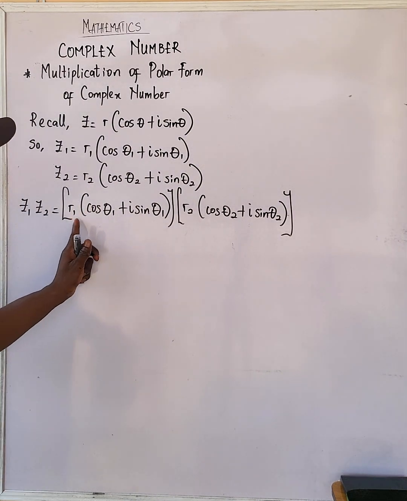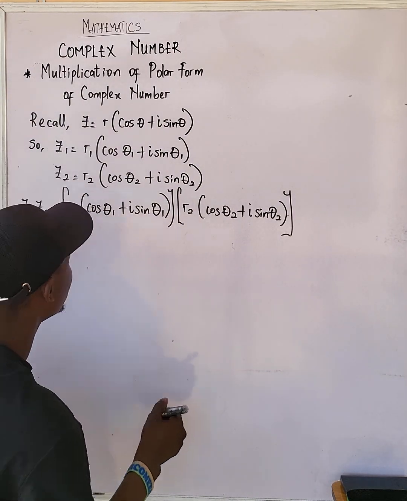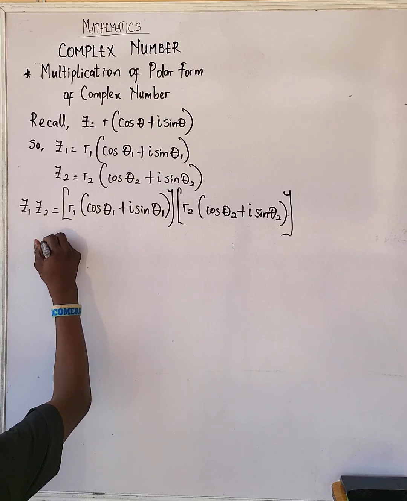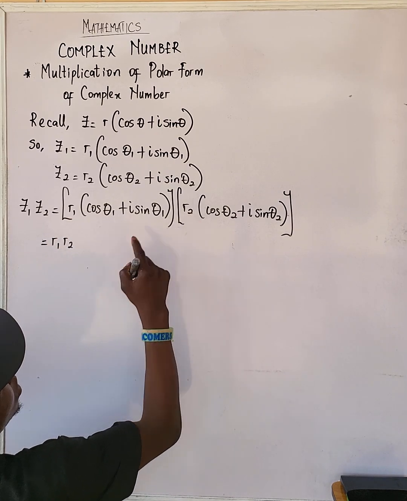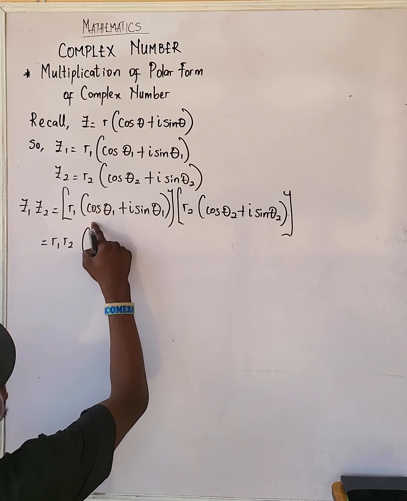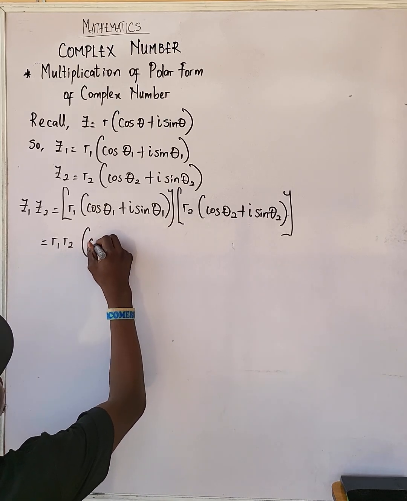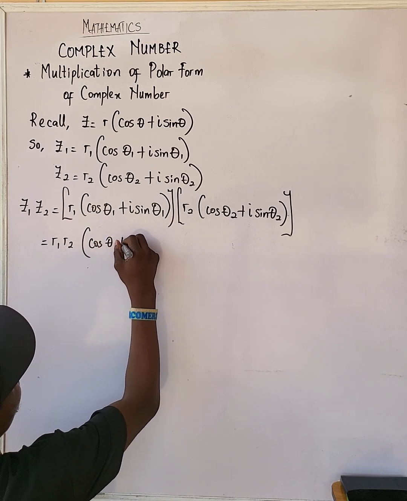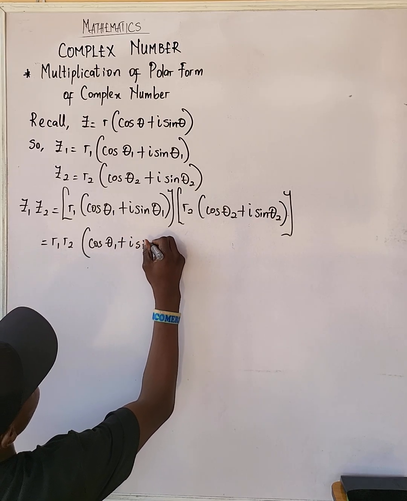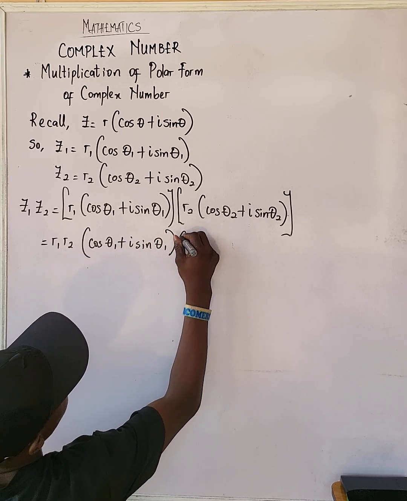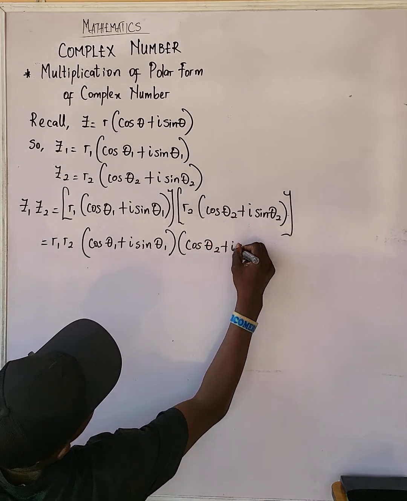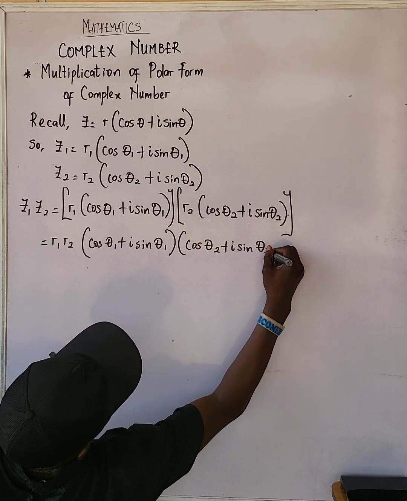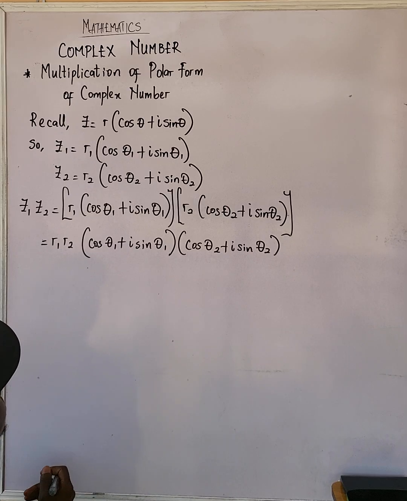So what do we have? We have R1, R2. We will multiply them together, so we are going to have R1 multiplied by R2, right? Then this will now multiply this. So that will be cos theta 1 plus i sin theta 1 multiplied by cos theta 2 plus i sin theta 2.